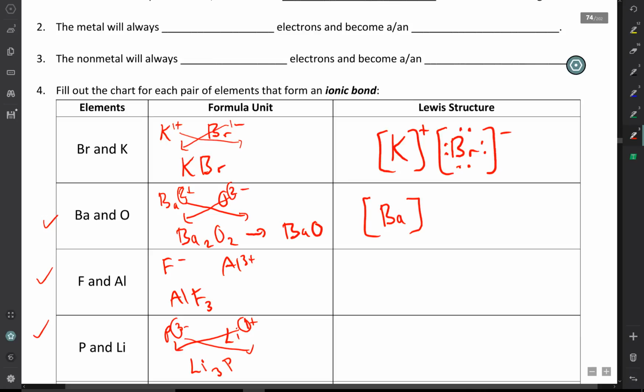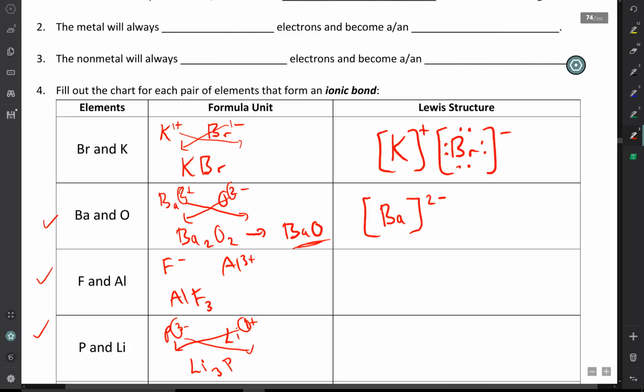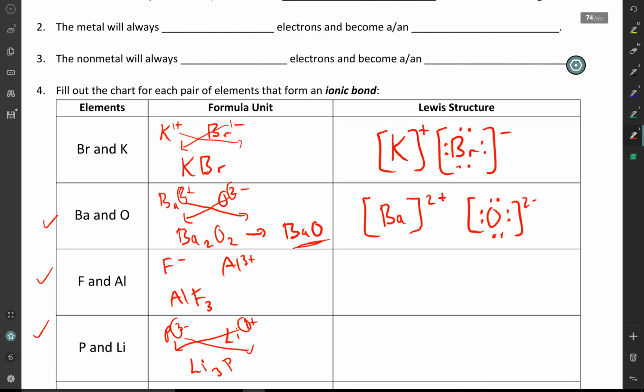Barium. Careful with the charges here. If you just look at the formula, you might think it's a 1-to-1. It is a 1-to-1 ratio, but the charges are not -1 and +1 respectively. They're 2+ for barium, and 2- for oxygen. And now you're finished with that Lewis structure. Pause the video, try AlF3 and Li3P on your own.